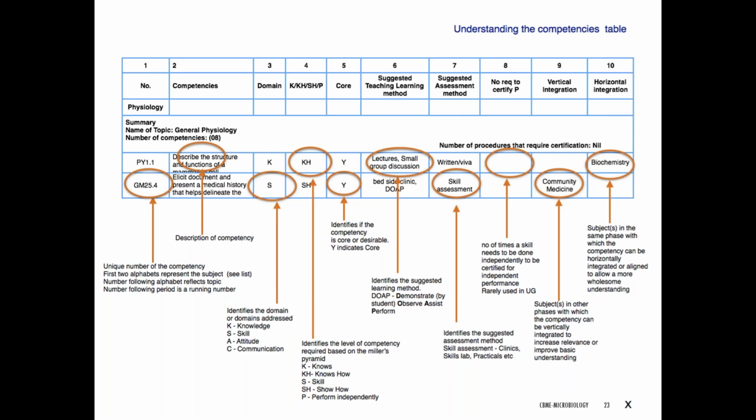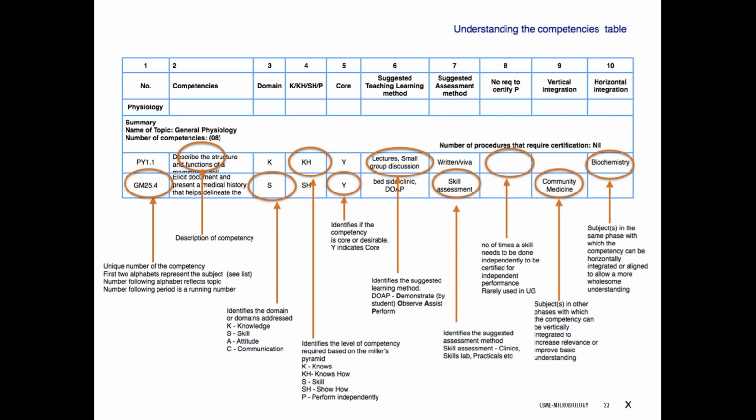Suggested assessment method is also given. Of course, these are only suggested ones. We can definitely work on it, and there are so many things we can add as well. There's this eighth column, which states whether certification is required, which means they have to perform. So there would be some competencies where certification is not required, and wherever it is mentioned, we will have to work accordingly. Finally, there is a column for vertical integration, which states which subject or department we have to vertically integrate with, and the column for horizontal integration.